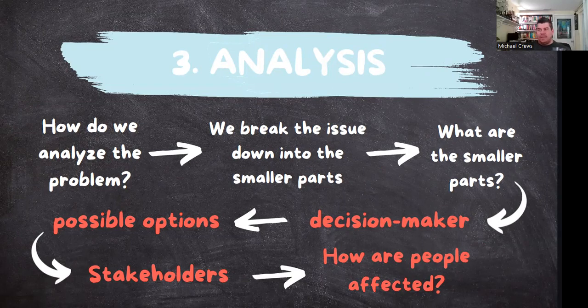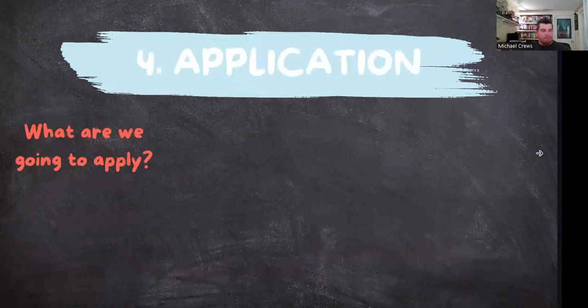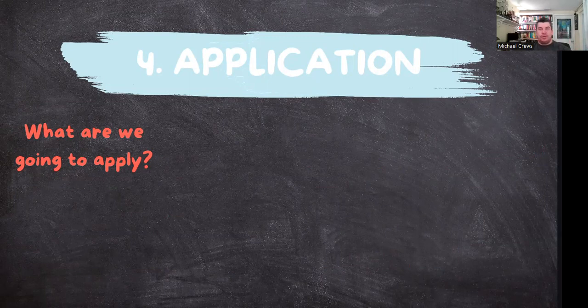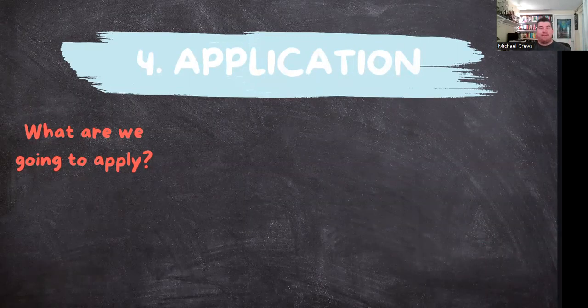Who's responsible for making the decision? What can they possibly do to solve the problem? And how is that going to affect other people? Now, those first 3 parts are what we're going to do this week. The next 2 weeks, we're going to break step 4, the application process, into 2 different assignments.